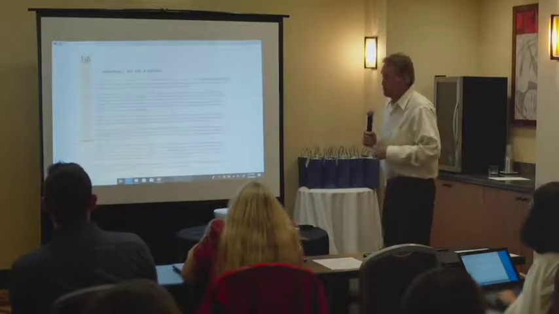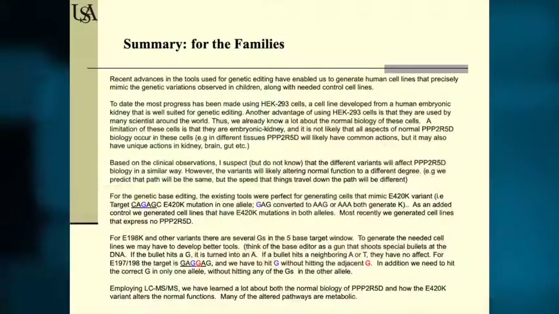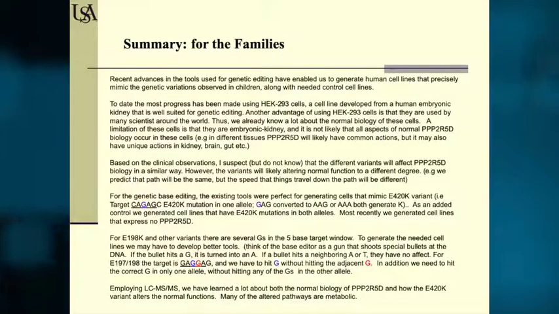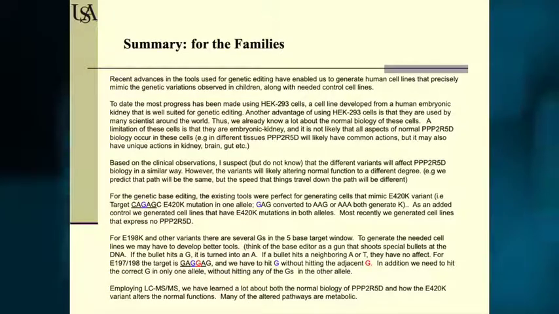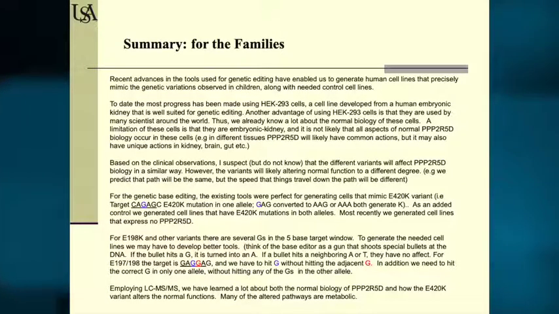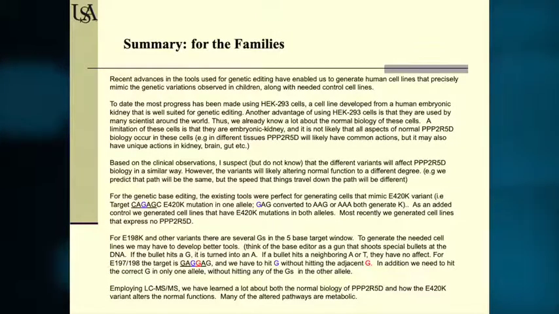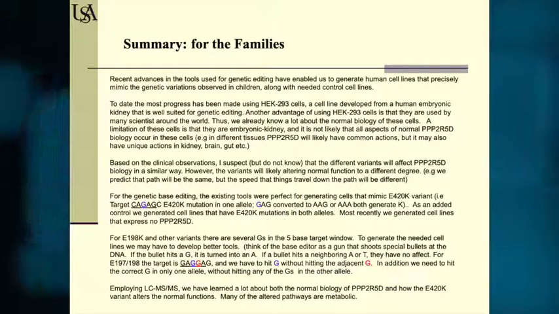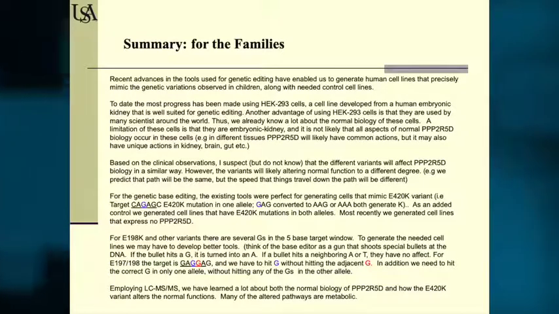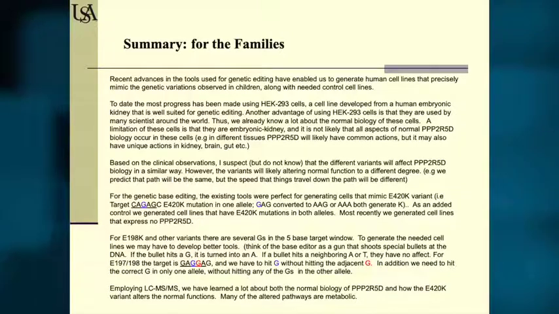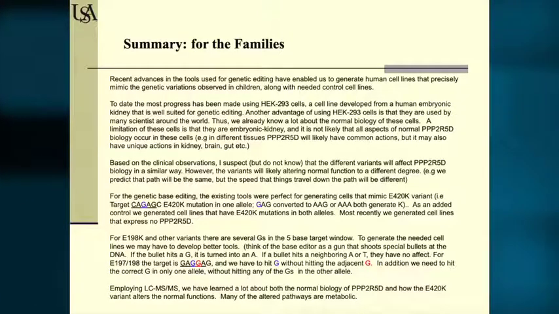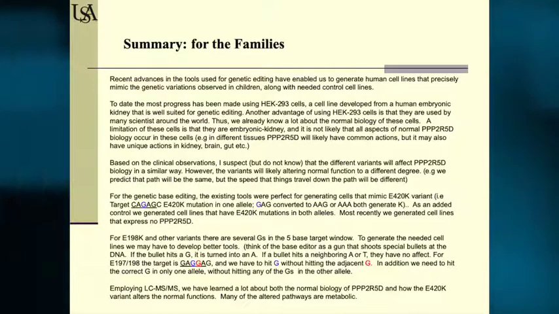Basically, the cell line that we've been using is the HEK293 cell line, which is a human cell line, and we use it because it's very amenable to genetic editing. So the base editors that we use to generate the cell lines, this cell line is easy to generate these mutations in. Most everything we've been doing, I put this up for the families, I won't go into it, has been done with the E420K cell line, which was very amenable. It was almost perfect for our BE4 base editing.